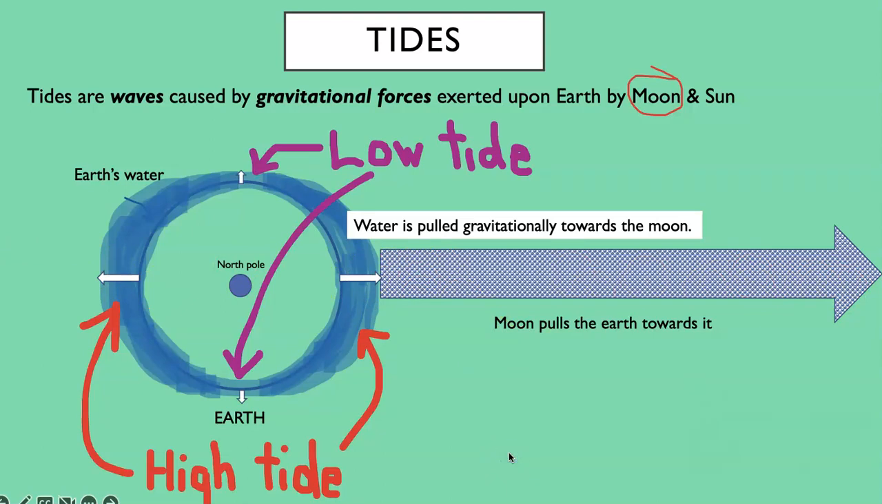We thus also have two low tides, so that as the Earth spins, if you were located right over here, you have a high tide, then a low tide, then a high tide, then a low tide, then a high tide, and that would be a 24-hour change.